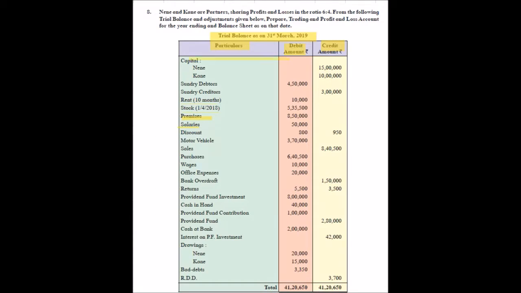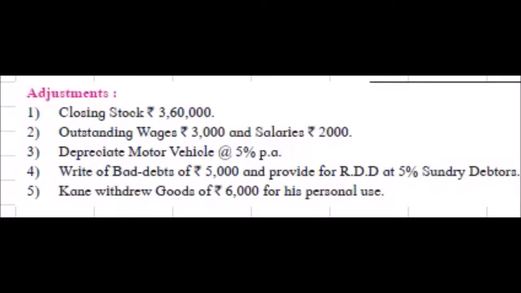So using this trial balance, we need to prepare the trading account first. Next, we are going to prepare the P&L account, then the balance sheet. The balance sheet and P&L account will start together. There are adjustments given. The first adjustment is closing stock, and closing stock is 3,60,000 rupees, and outstanding wages 3,000 rupees.